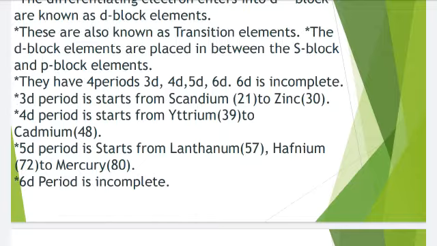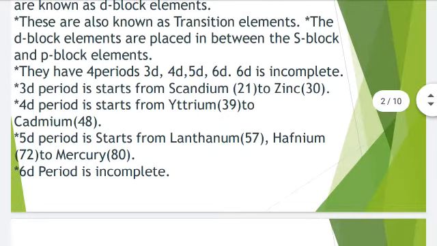The 3d period starts from scandium, atomic number 21, to zinc, atomic number 30. 4d period starts from yttrium, atomic number 39, to cadmium, atomic number 48. 5d period starts from lanthanum 57, hafnium 72 to mercury 80. The continuation element after lanthanum is cerium.